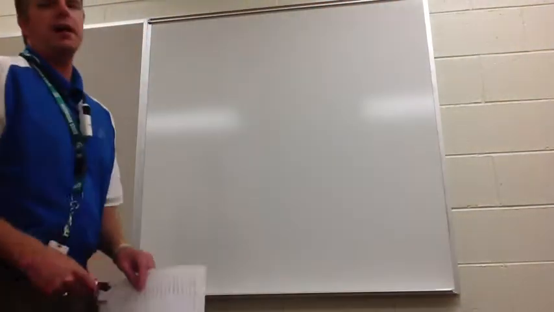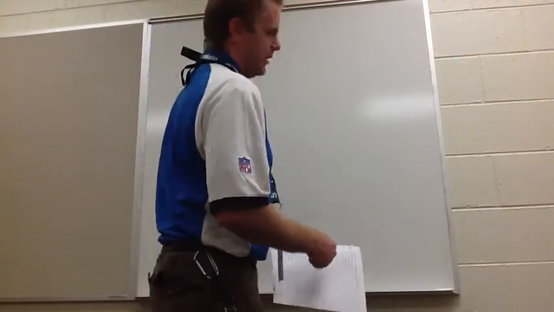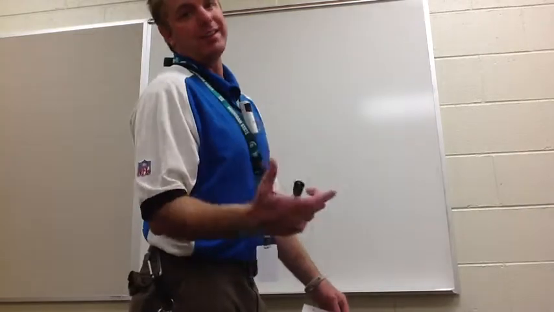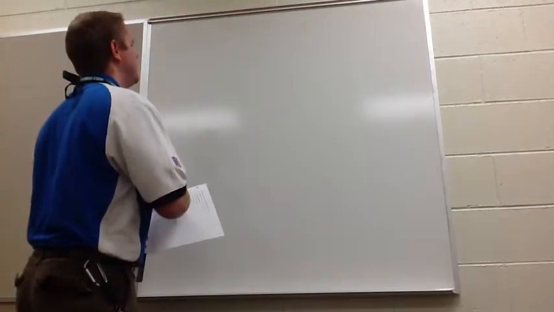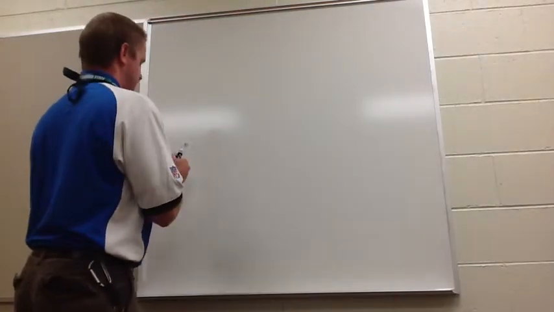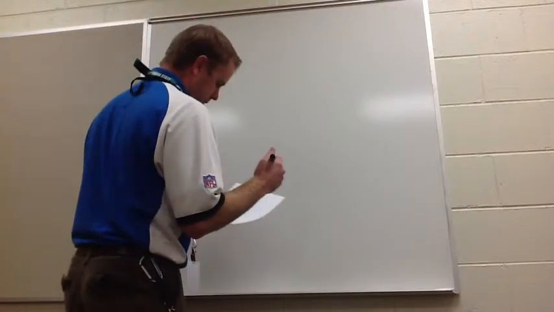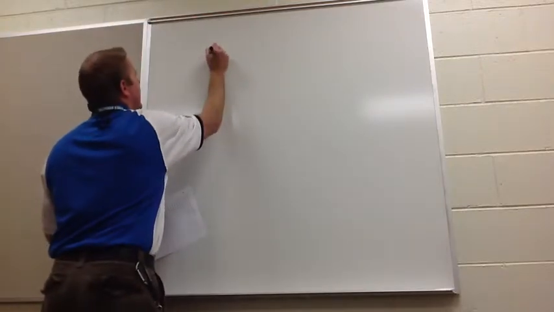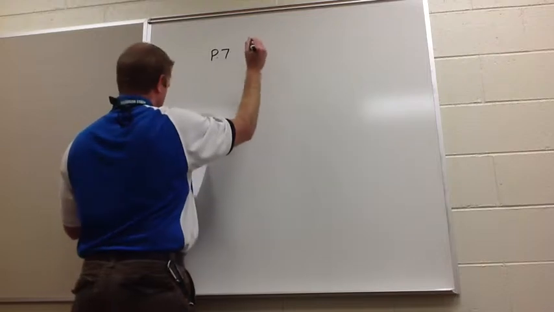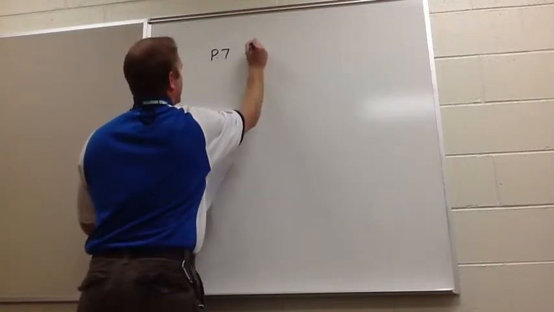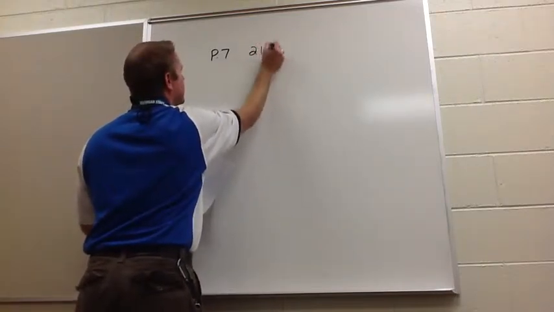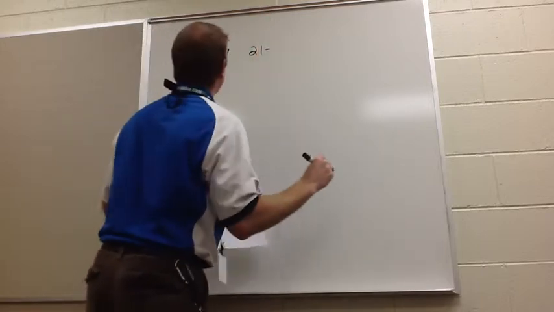Okay, so we're still in the nomenclature unit, and thus far the things that we've done have involved giving you a formula and having you write the name. Well, I want to do some examples now where we do it the opposite way. So we're going to do some on page 7. We're going to do numbers 21 through, until I feel done.